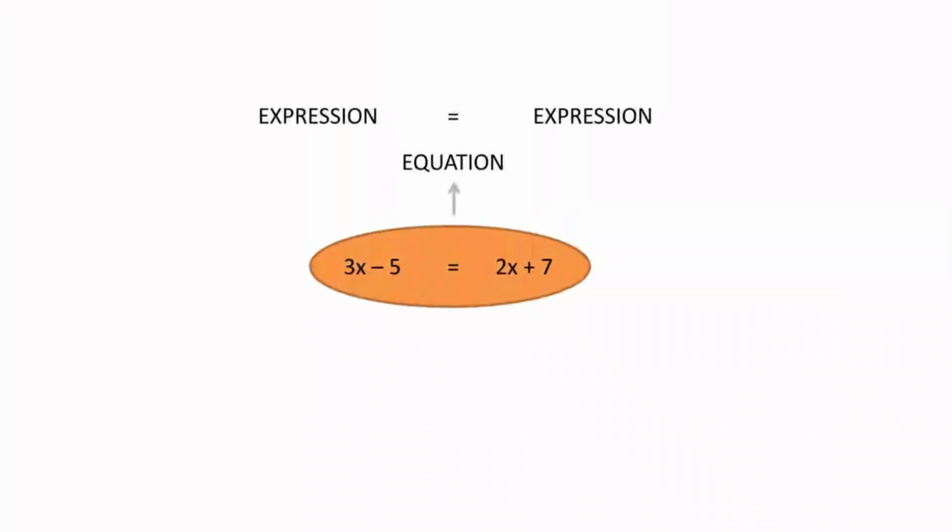Let's say there's an algebraic expression, and there's another algebraic expression which is equal to the given expression. Then we call this condition an equation. For example, if 3x minus 5 is an expression and it is equal to another expression 2x plus 7, then we say that this given condition is an equation.